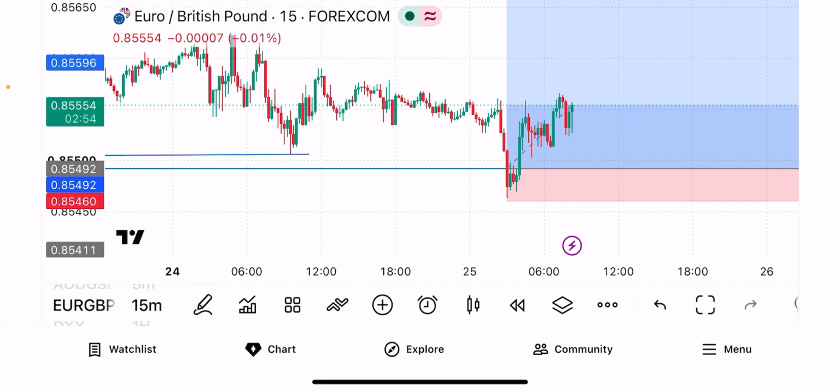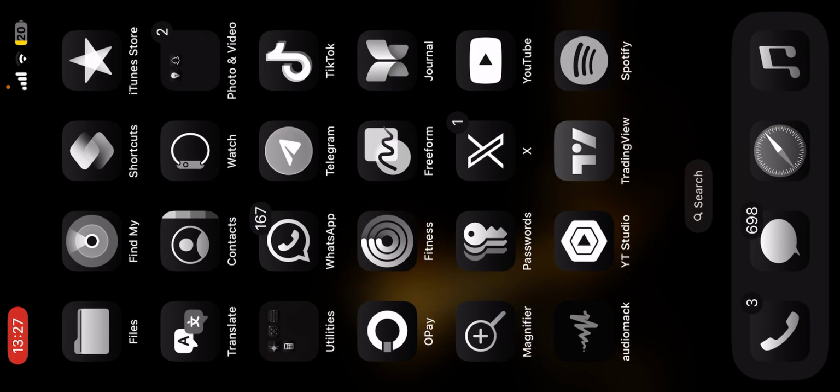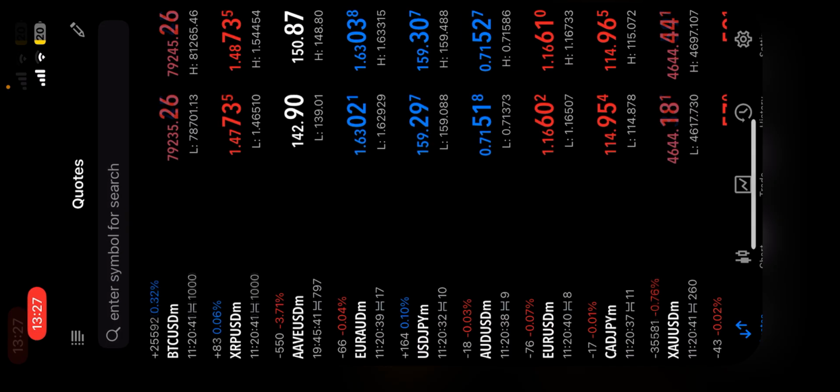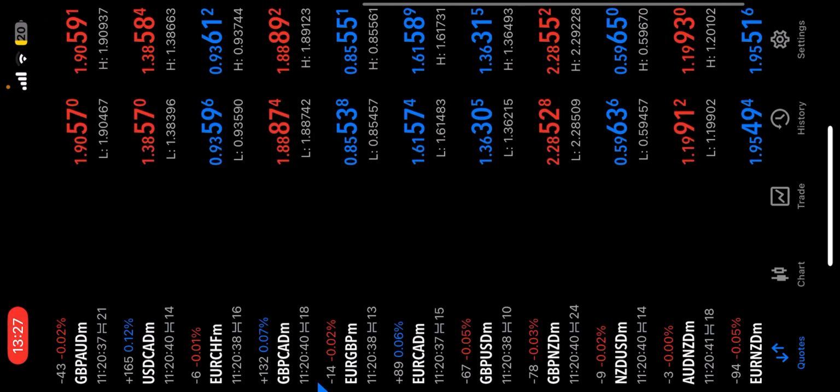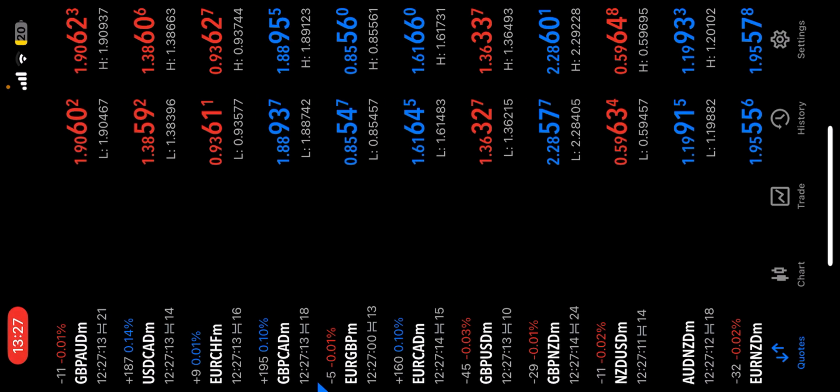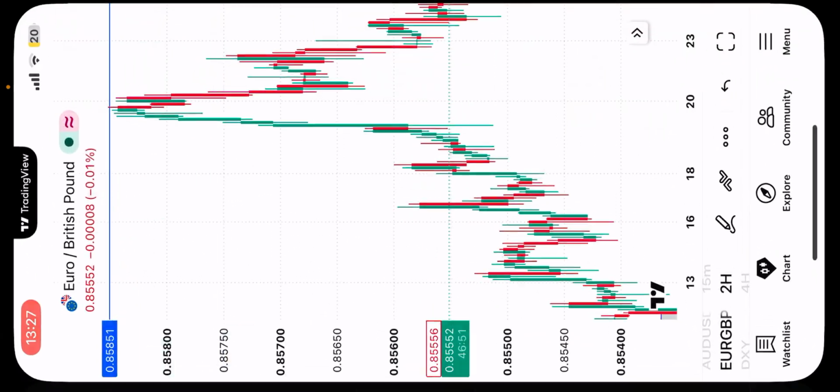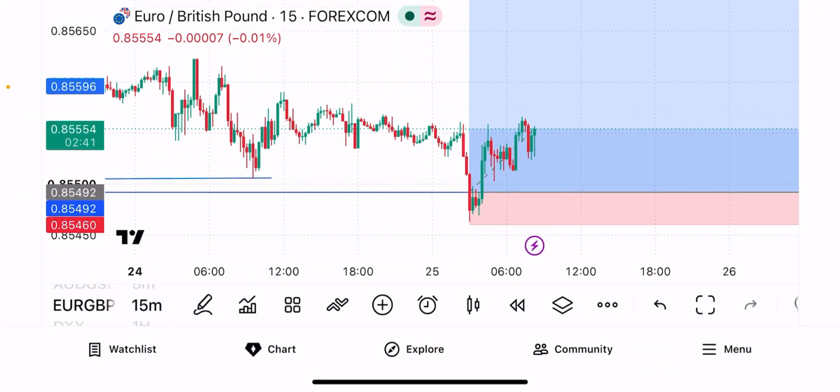And this is the trade basically running on my MT5. And basically see this is GBP in blue, in profit. So that's basically how I go about my trade.